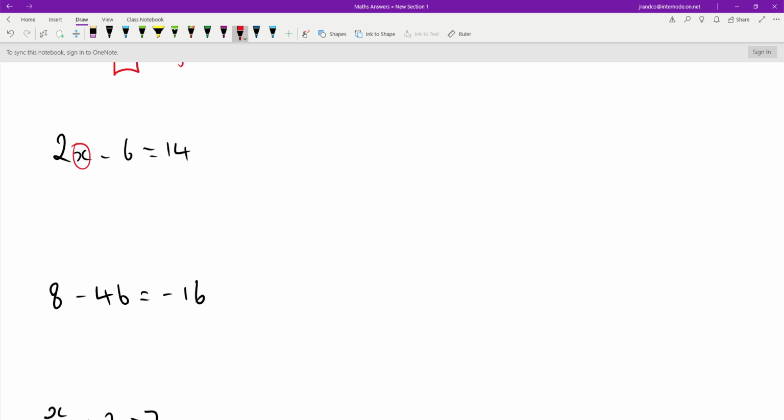So the way we do that is by removing, if you like, the other terms of the equation. So in this case, the barrier to getting x by itself is that value there, minus 6. But if I add 6 to both sides, minus 6 plus 6 is 0, and we end up with 2x equals 20. Now you should be able to more easily see what x should be, but let's continue doing it algebraically.